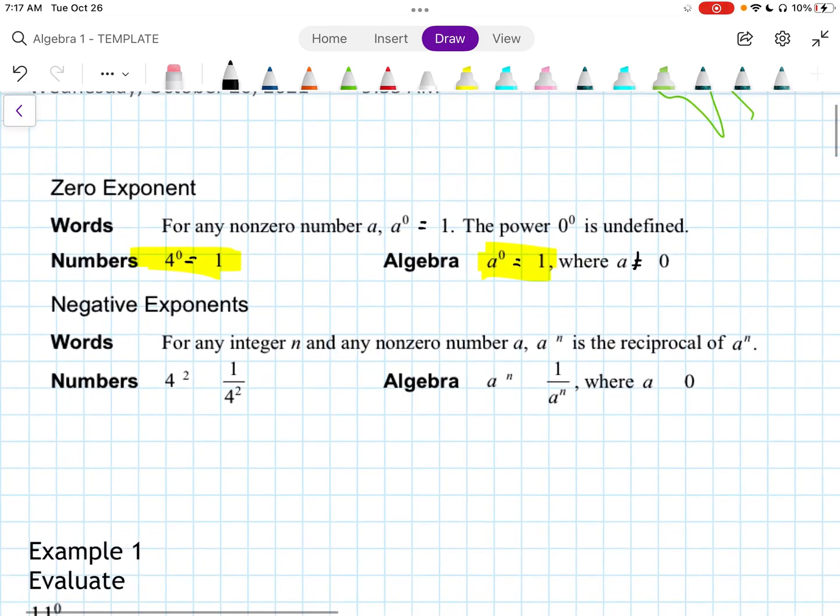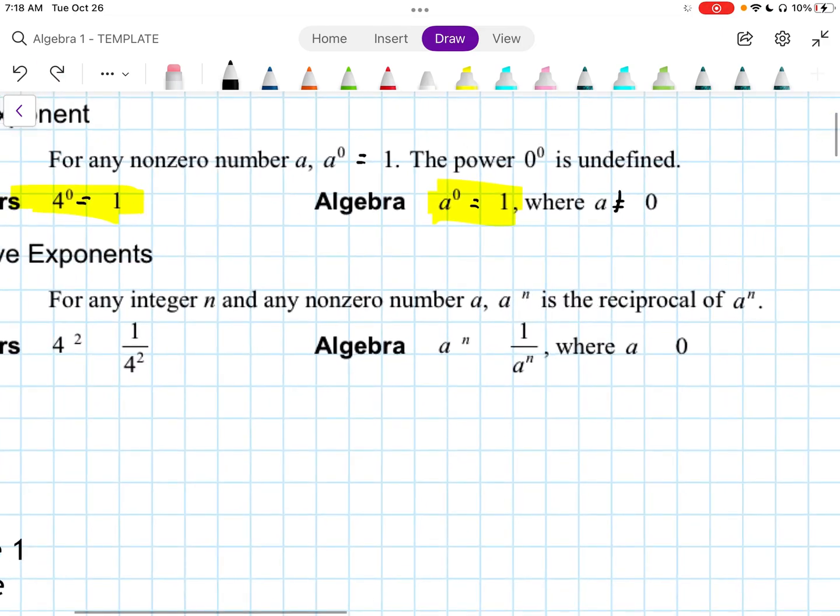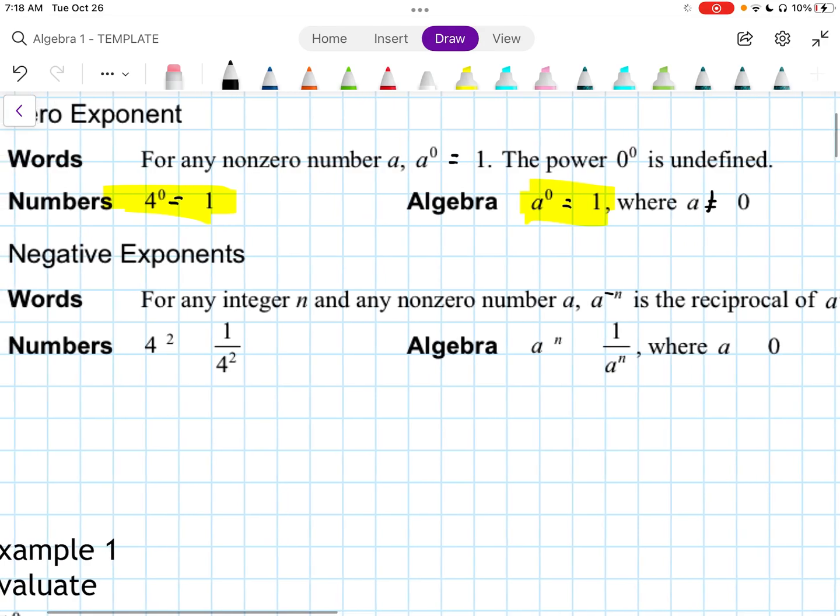Negative exponents. For any integer n and any non-zero number a, a to the negative n is the reciprocal of a to the n. Now, what does that mean? If we had 4 to the negative 2, that would be 1 over 4 to the 2, or 4 squared. For algebra, a to the negative n would be equal to 1 over a to the n. And again, we can't have a being 0.